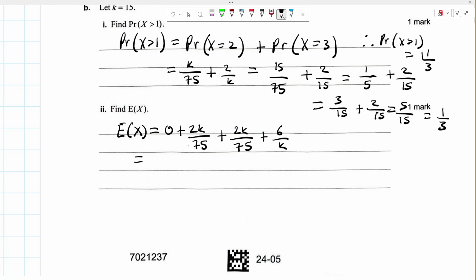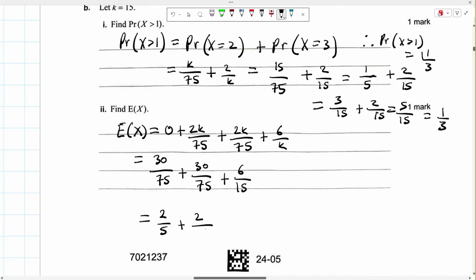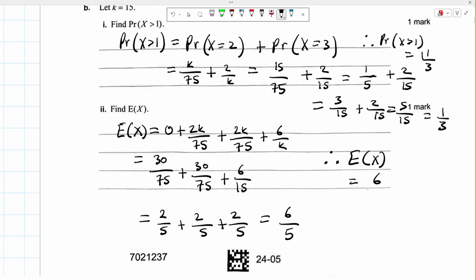Okay, so remember k is 15, right? K is 15, so we get 30 over 75 plus 30 over 75 plus 6 over 15. Now 30 over 75 is actually just 2 over 5. And 6 over 15 is actually just 2 over 5 as well. So we get 2 over 5 plus 2 over 5 plus 2 over 5, which is 6 over 5. So the expected value of x is 6 over 5.